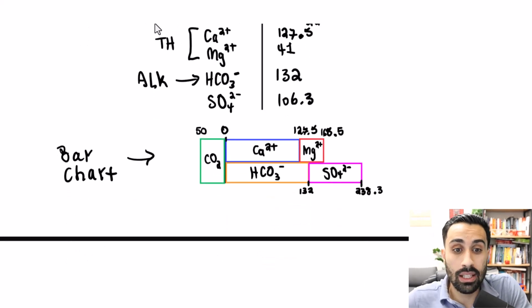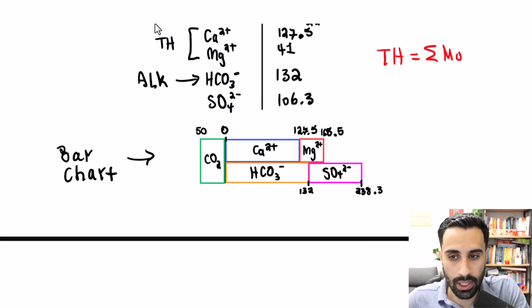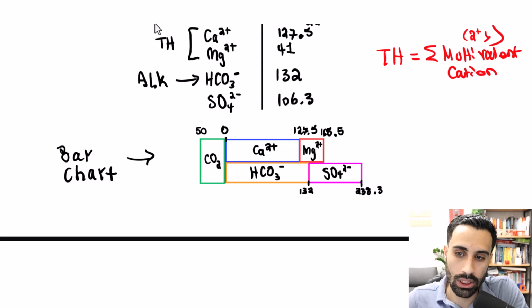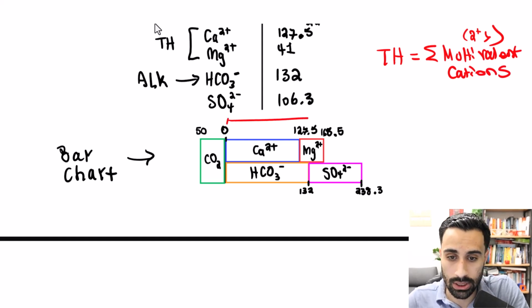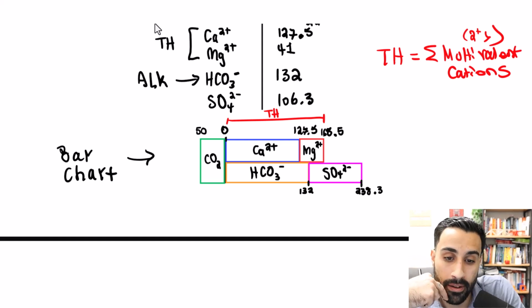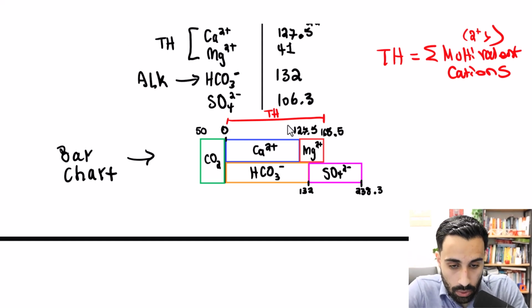Look at this. We can first say that the total hardness is what? Total hardness, it's the sum of the multivalent cations, multivalent, let's say 2+ charge and higher, and that will be just in this case calcium and magnesium. So that total hardness is this, and we can call that TH, and that is 168.5. We just found that right off the bat. So that is the total hardness.